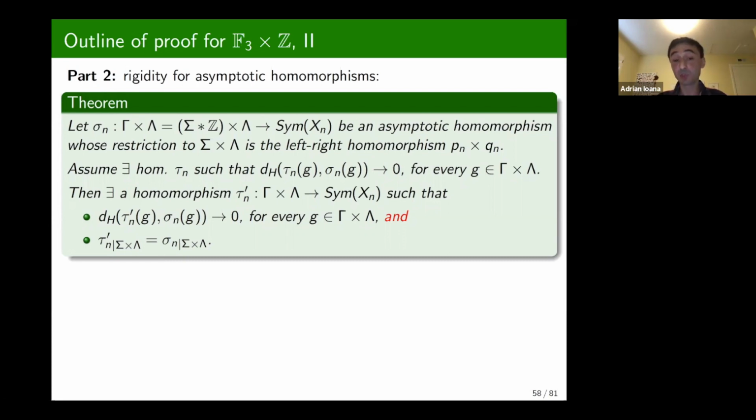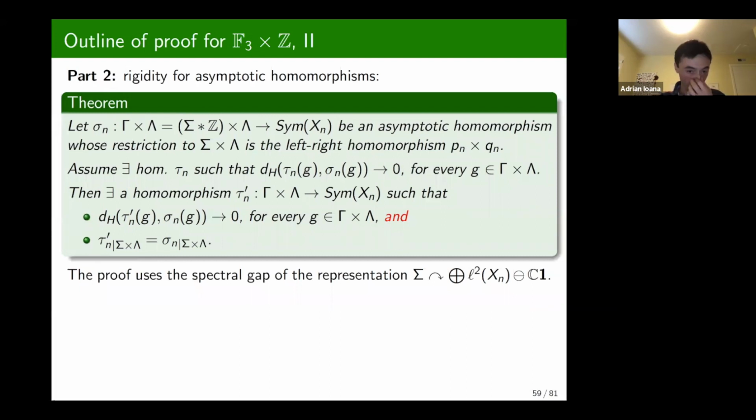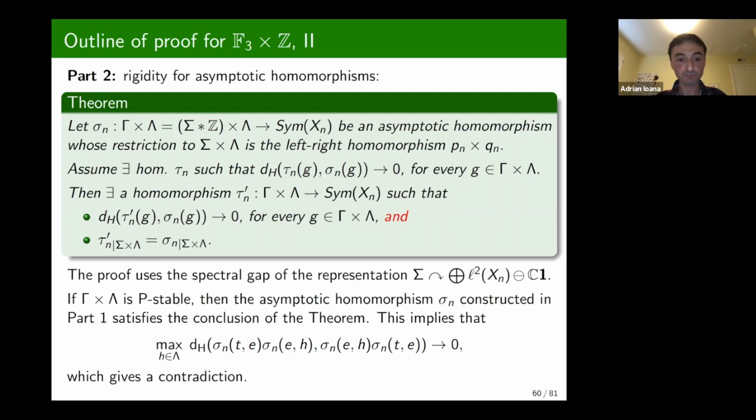And you can see that this is quite a restriction, because obviously now I can assume that tau n is prescribed on this large subgroup of my group, so sigma times lambda. I won't say anything about the proof other than it uses the spectral gap of the representation. So property tau for the congruence subgroups of the free group is critical here.